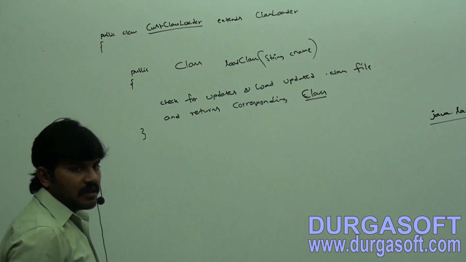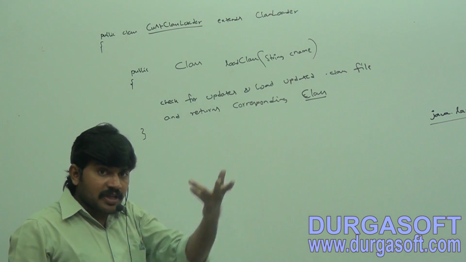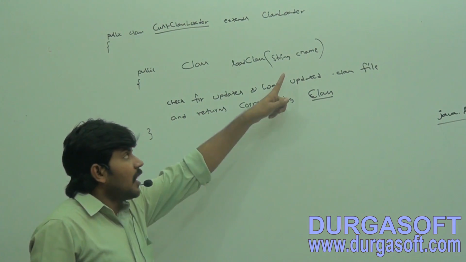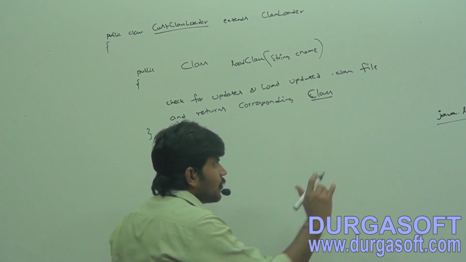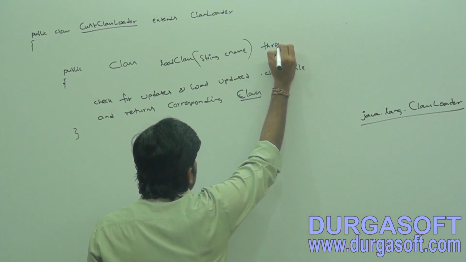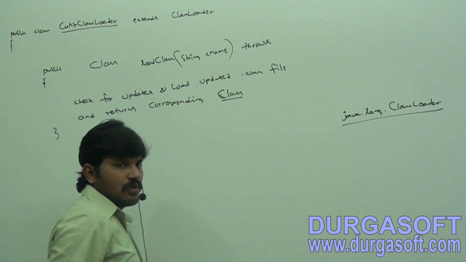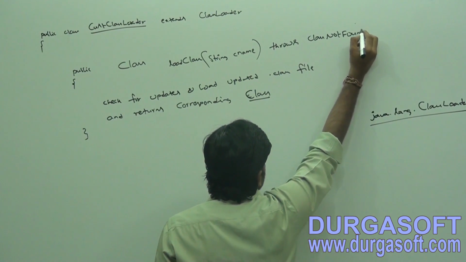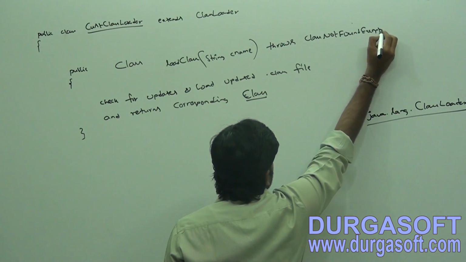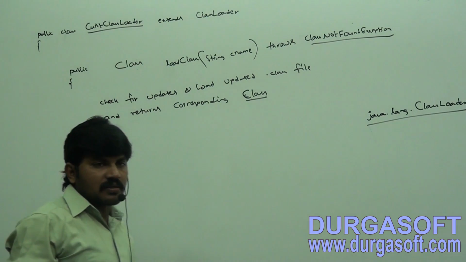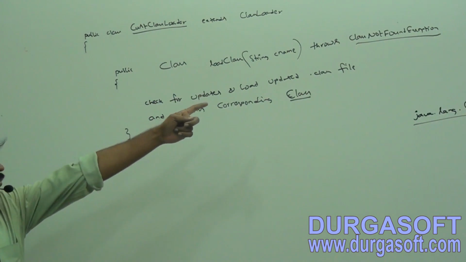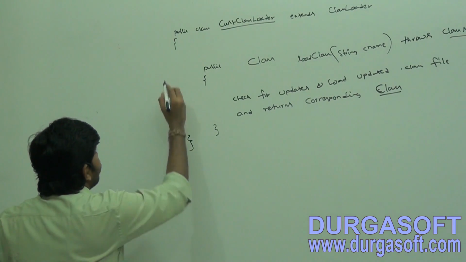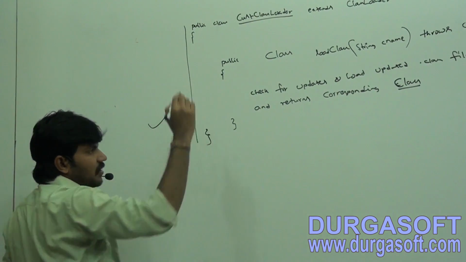Class. Next, the specified .class file may not be available. You are asking to load Dog.class, but the Dog.class file is not there. If the specified .class file is not available, throw ClassNotFoundException, because you are expecting the Dog class but the Dog.class file is not there in your system. Okay, so this is the way to define a customized class loader.